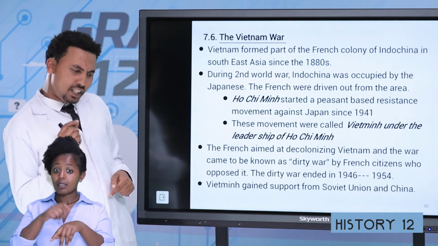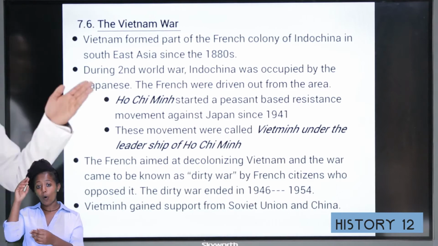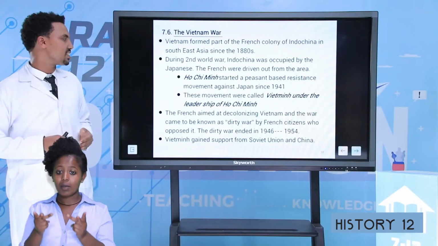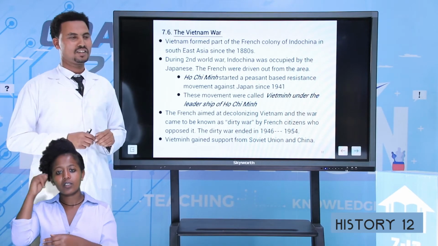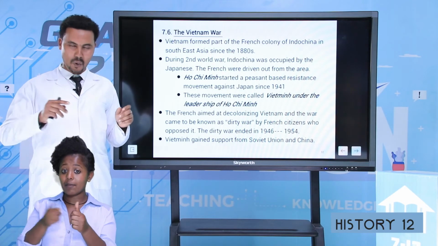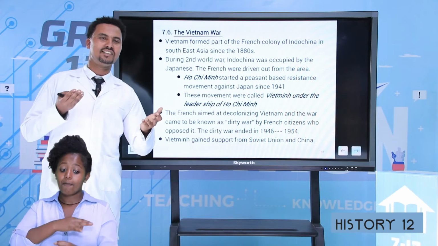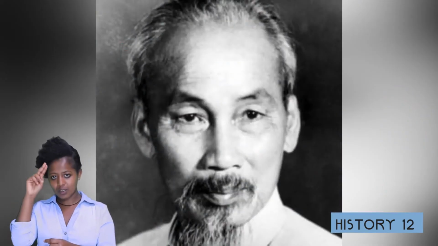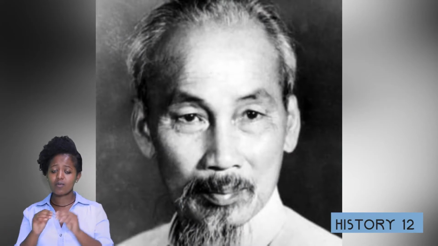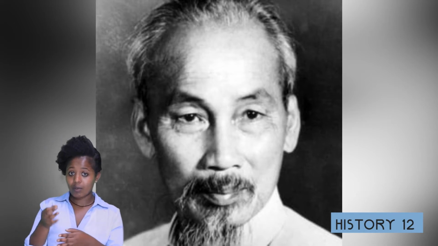Starting from 1941, Ho Chi Minh started a peasant-based resistance movement against Japan and other countries. By the way, Vietnam was the first country in the world to defeat two superpowers, France and the USA. Ho Chi Minh started a movement called Viet Minh. The leader was Ho Chi Minh, the movement was Viet Minh.